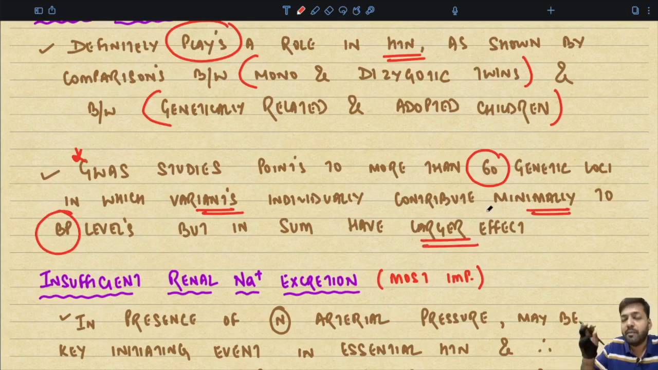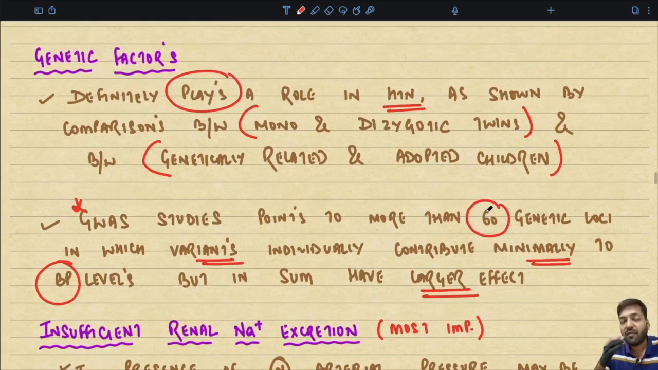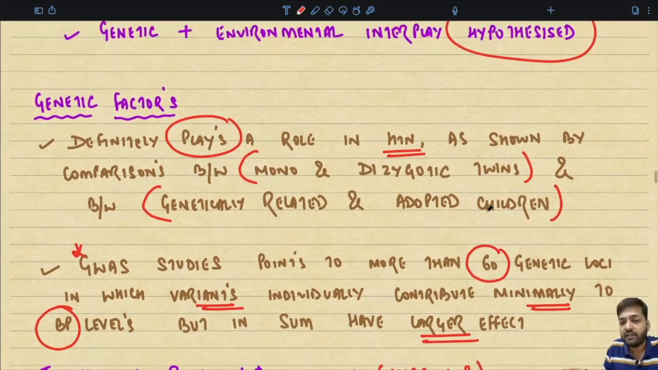So there are many small effects contributed by multiple genetic loci, and individually they do not make much change in the blood pressure. But when these small genetic changes come together along with other risk factors or predisposing factors, then they have a larger effect. As we know, hypertension is a multifactorial disorder. So this is the number one factor, that is the role of the genetic factors.